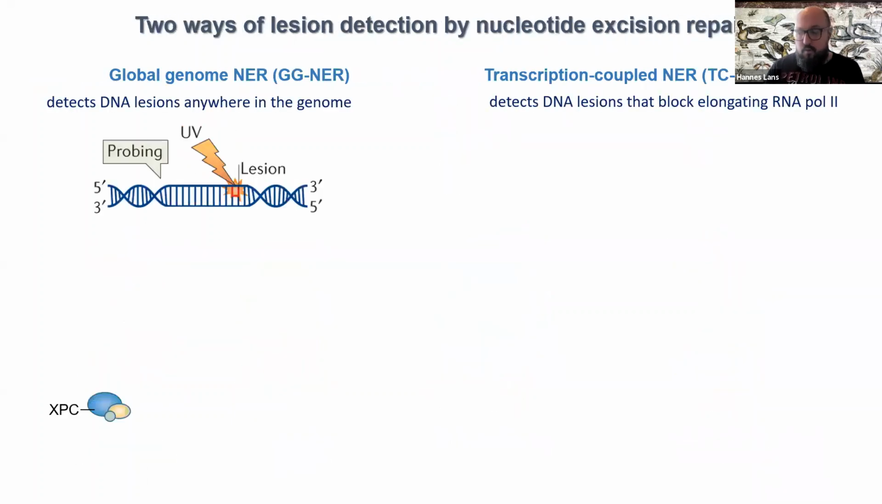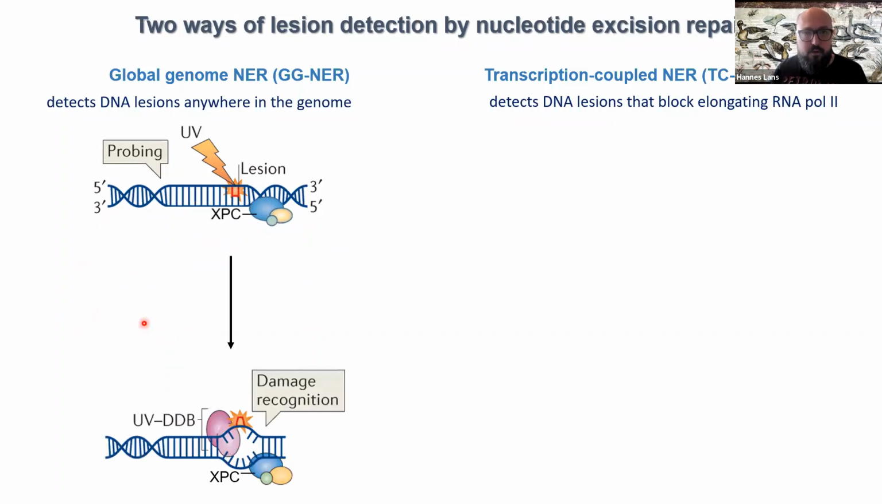basically consists of two sub-pathways, one which is called the global genome nucleotide excision repair pathway, and the other one is transcription-coupled nucleotide excision repair. And the global genome nucleotide excision repair pathway is initiated anywhere in the genome by this XPC protein complex, which just freely diffuses through the nucleus, binding to DNA and looking whether there's any damage there or not. And whenever it finds the damage, it binds more tightly to the DNA and then initiates nucleotide excision repair.